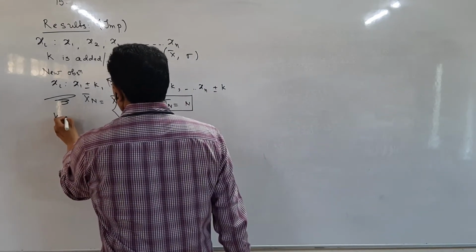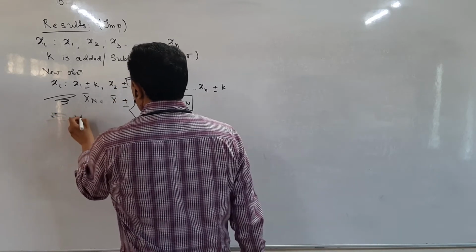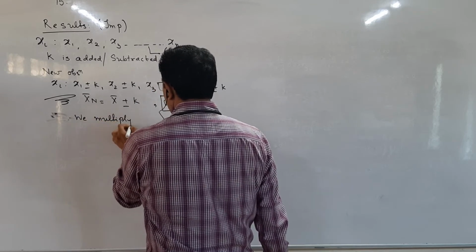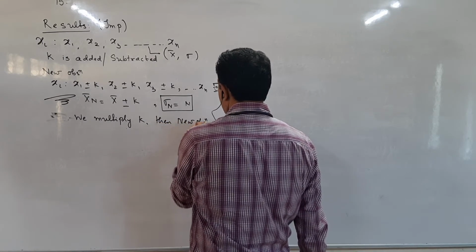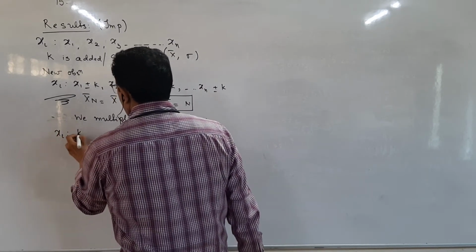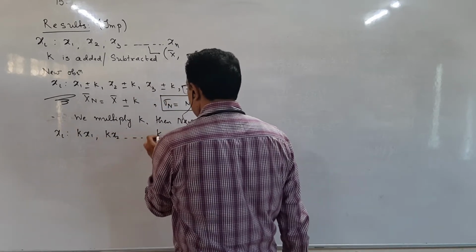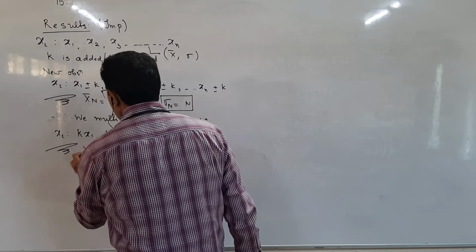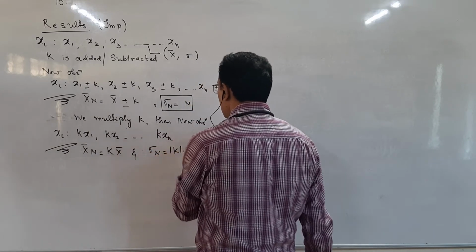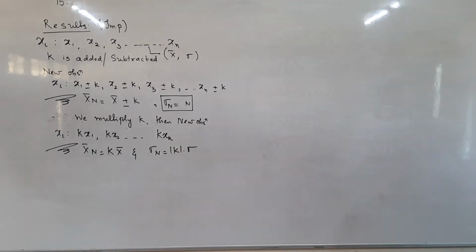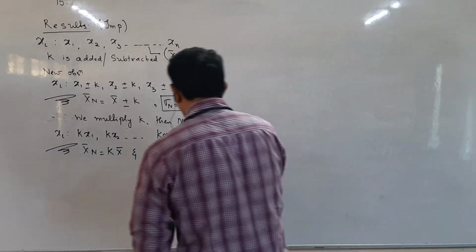Now suppose we multiply every xi by a non-zero constant k, then the new observations will be kx1, kx2, kx3 up to kxn. Then students, the new mean will be k times the old mean, and the new standard deviation will be mod k times the old standard deviation. Why did I write mod? Students, I can multiply by a positive number as well as a negative number, and according to the definition, standard deviation is positive. So we multiply by mod k.